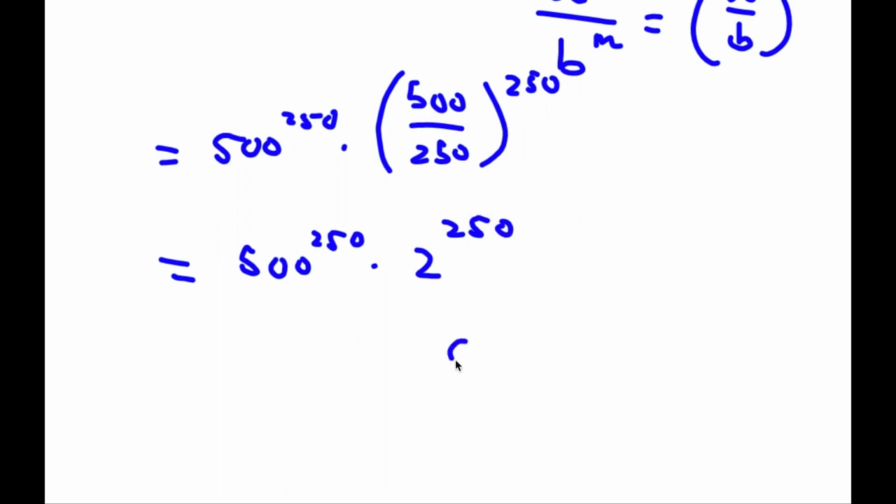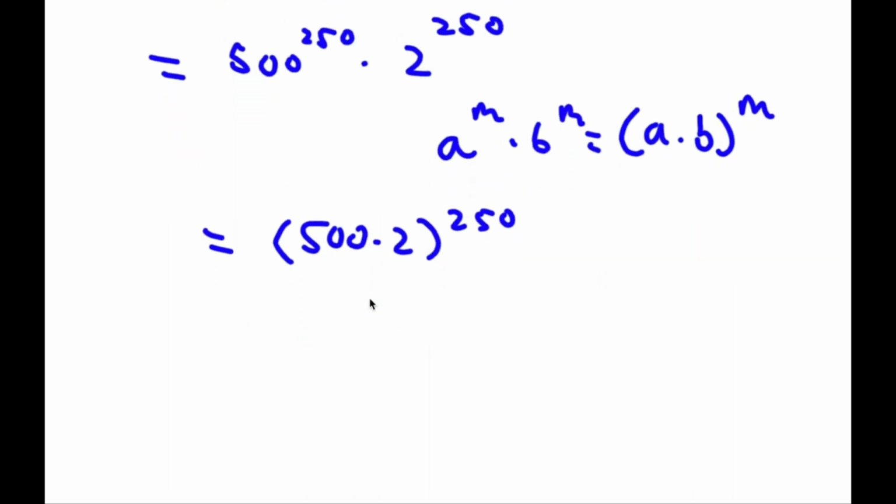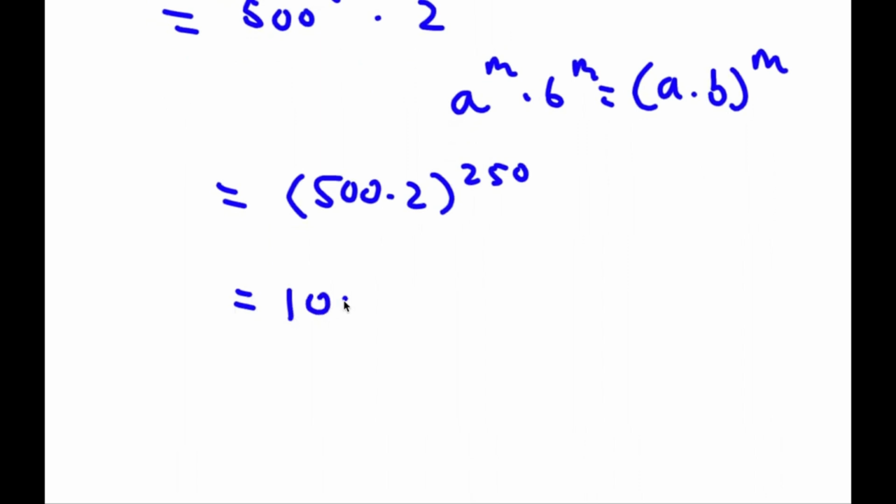Now, if I have something in the form a to the power of m times b to the power of m, this is equal to a times b to the power of m. So 500 to the power of 250 times 2 to the power of 250 is equal to 500 times 2 to the power of 250. And 500 times 2 is 1,000, so I have 1,000 to the power of 250.